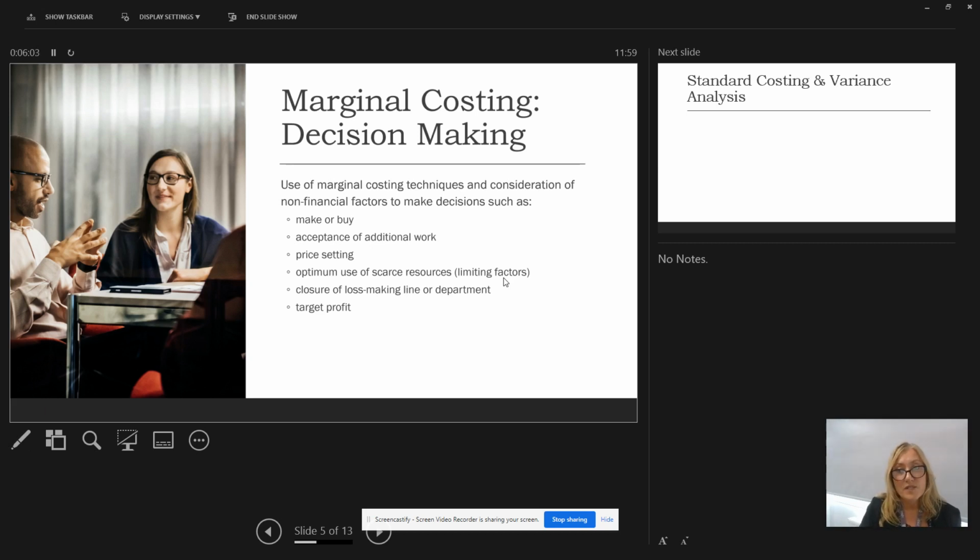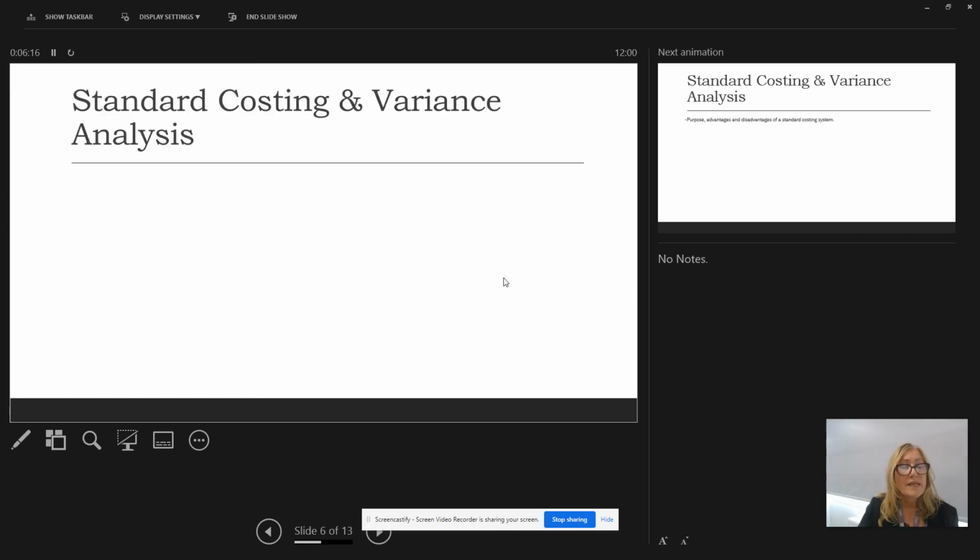Target profit. So remember, that's the same as the break-even calculation, but you need to add your target profit to the fixed costs before you divide it by contribution, and that will tell you how many units you need to make and sell to achieve a target level of profit. So that was all the marginal costing stuff.